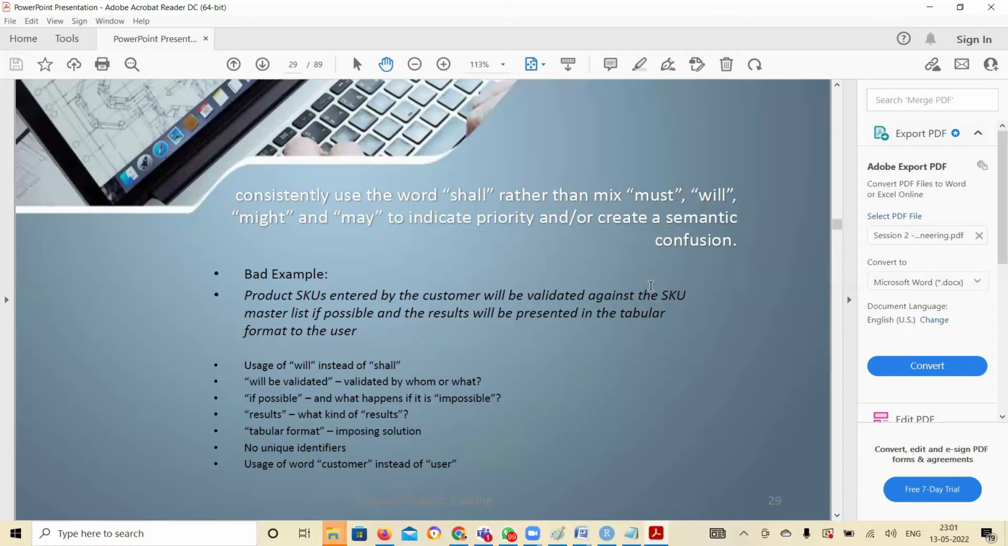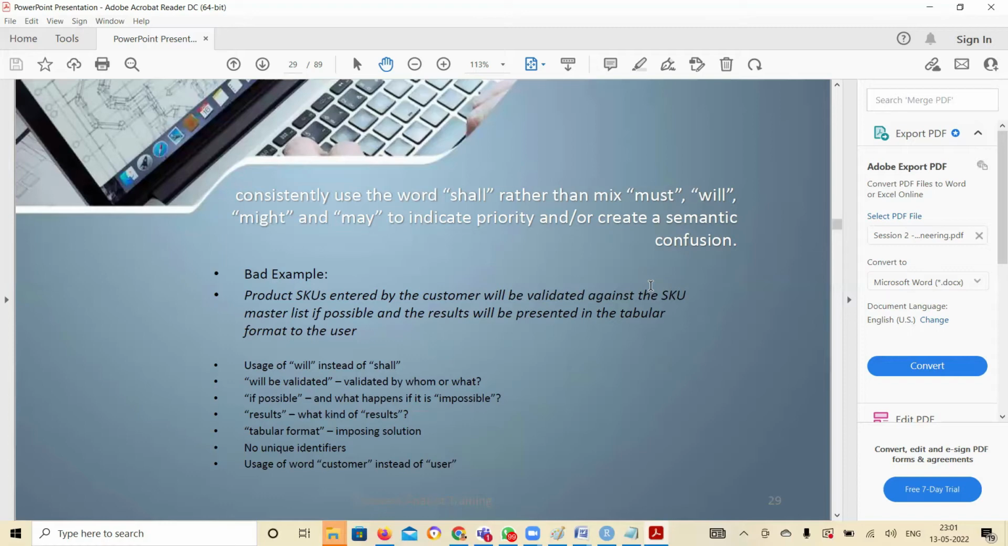Results. What do you mean by result? What kind of result are you talking about? Results will be presented, but what is the result? Is it in number format? Is it in graph format? Is it in text format? Is it just a one-liner, one word, or one paragraph? What is that result?